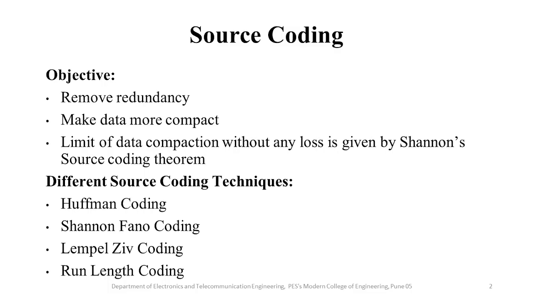There is a limit on data compaction to avoid the loss of any information, which is given by Shannon's source coding theorem. There are different source coding techniques such as Huffman coding, Shannon-Fano coding, Lempel-Ziv coding and run-length coding. Huffman coding and Shannon-Fano coding are based on the statistics. Today we are going to see the Huffman coding.